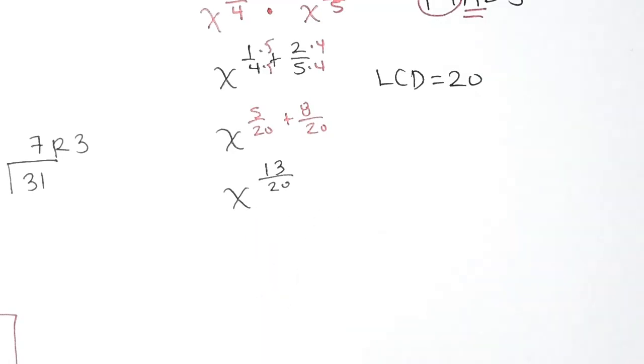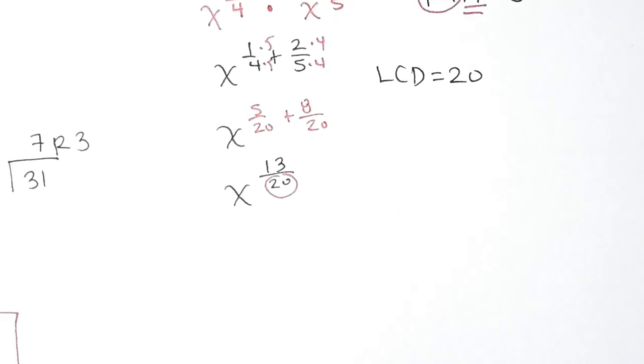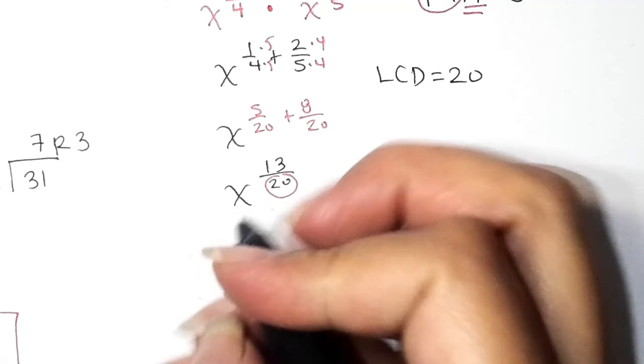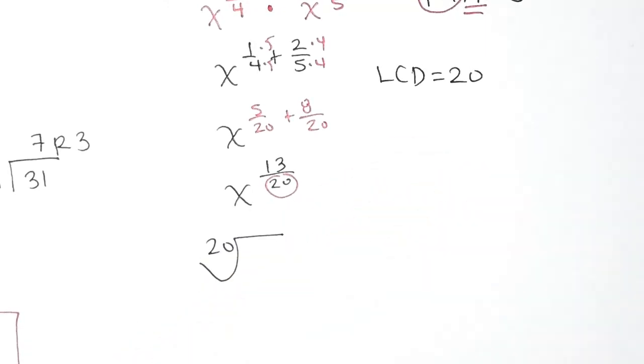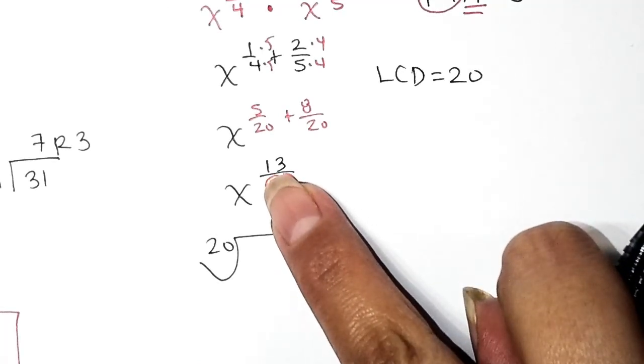So let's go ahead and start out with the denominator because that will give us the index. Since the denominator is 20, that's going to give us that the index is 20. So it'll be the 20th root of something, the 20th root of whatever we're left with, and that will leave us with x to the 13th power.